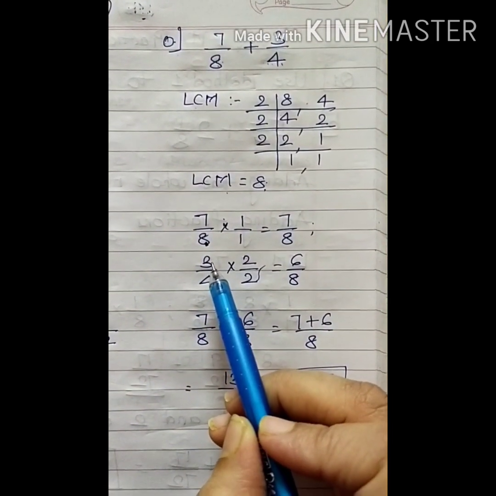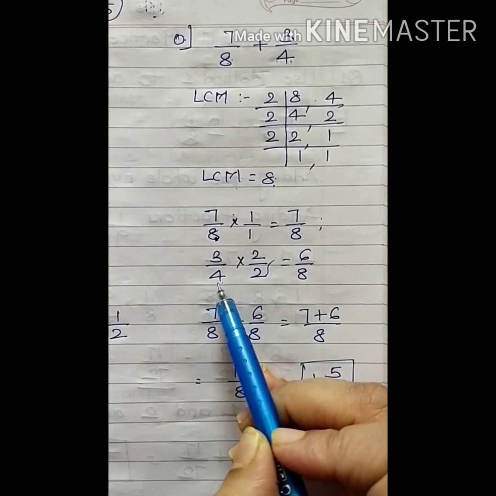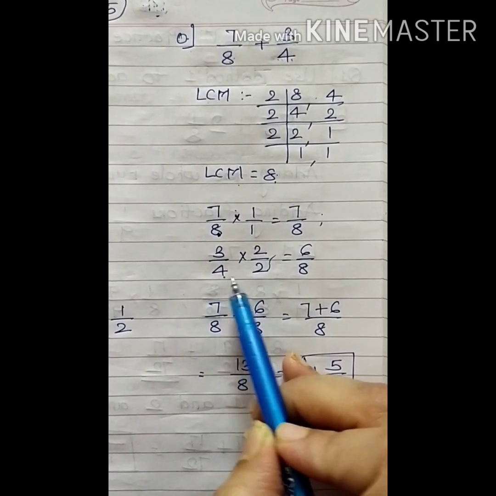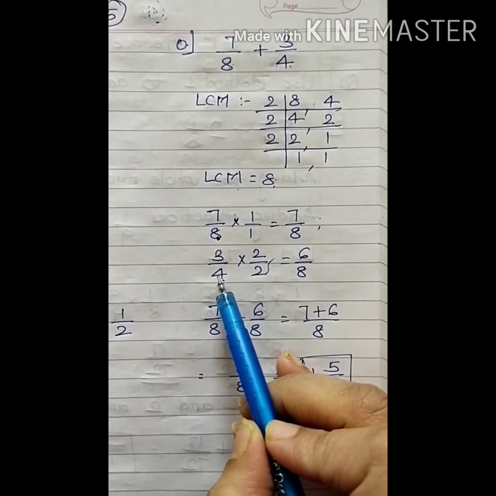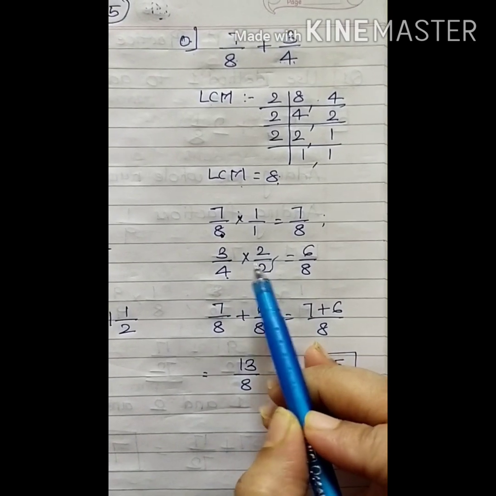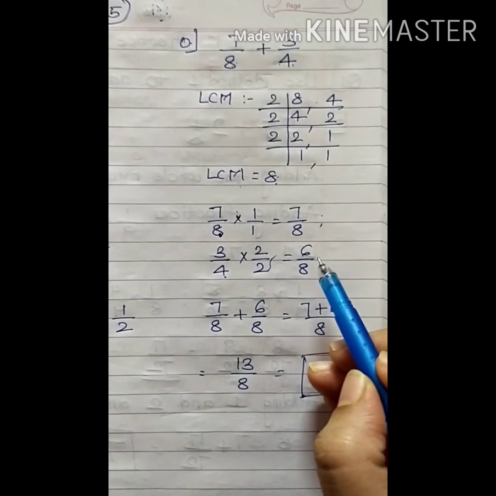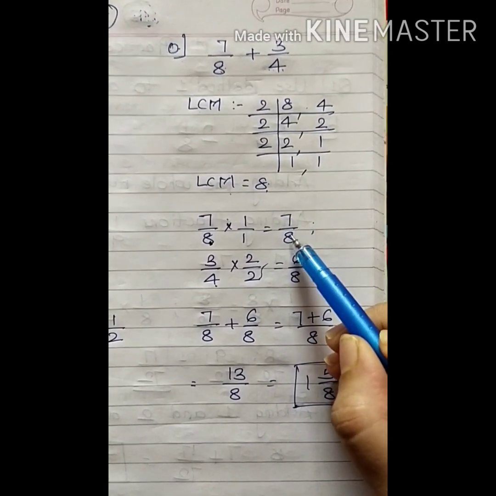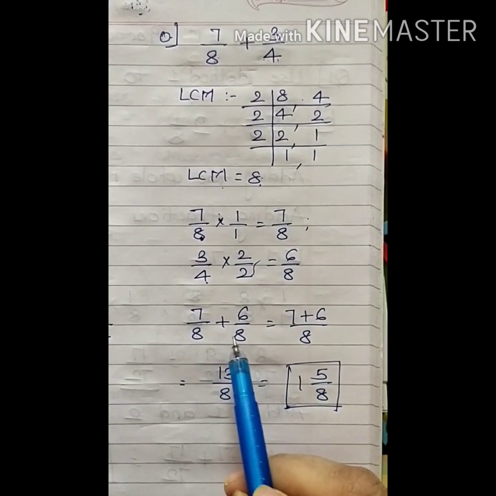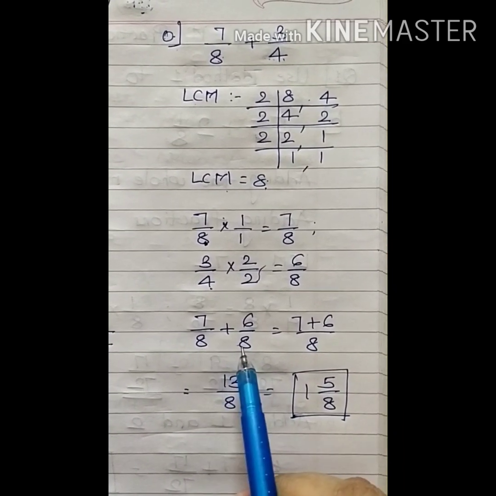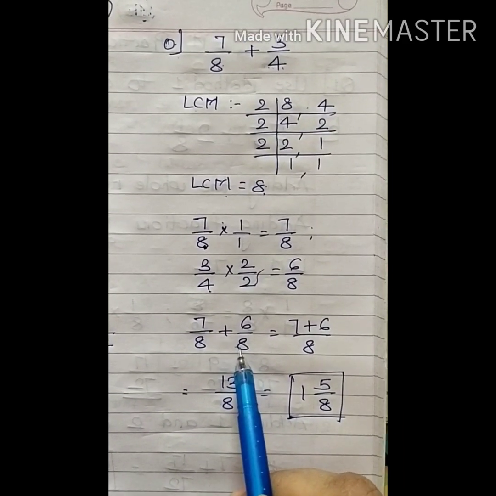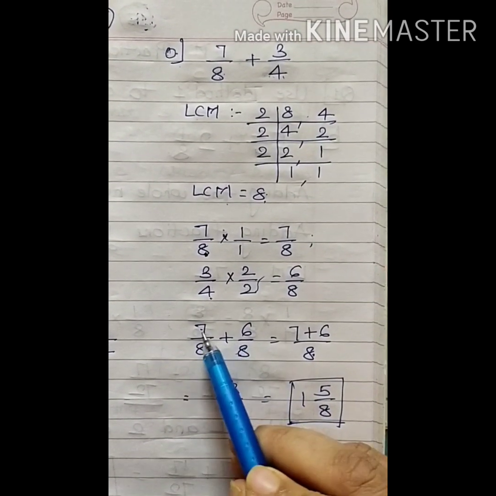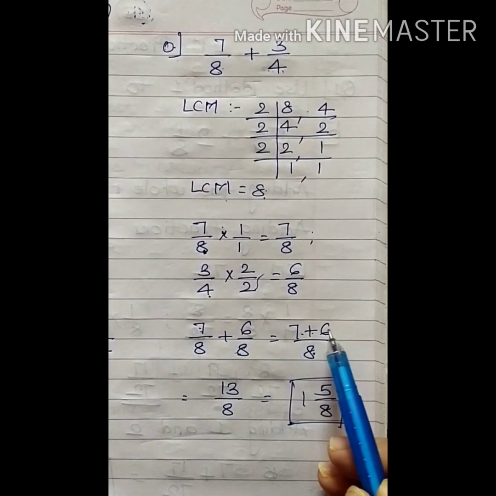Then the second fraction, that is 3 upon 4, which is a number which will give me 8 after multiplying by 4, that is 2. So I multiply the numerator and denominator by 2. I get the new fraction as 6 upon 8. Now I can observe that 7 upon 8 and 6 upon 8, here my fraction denominators have become equal. Now it is easy for me to add, so I'll keep the denominator one time and I will simply add up the numerators, that is 7 plus 6.